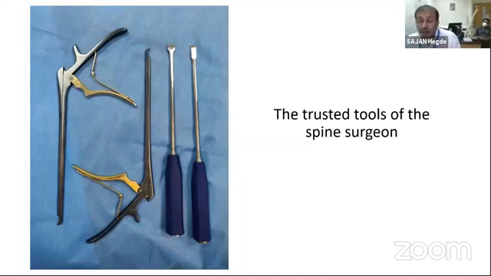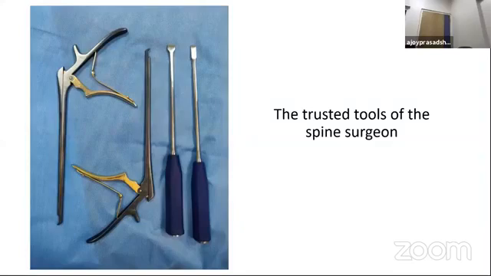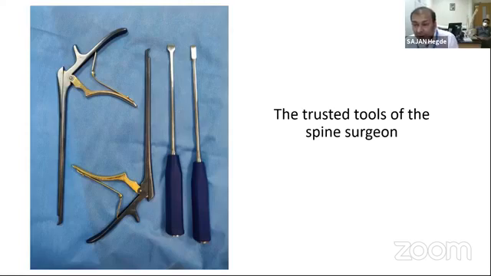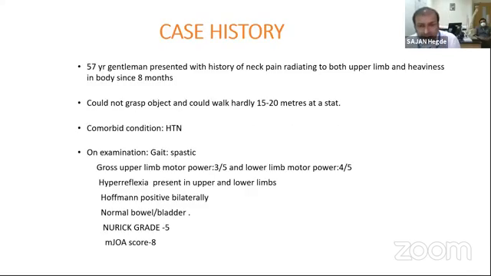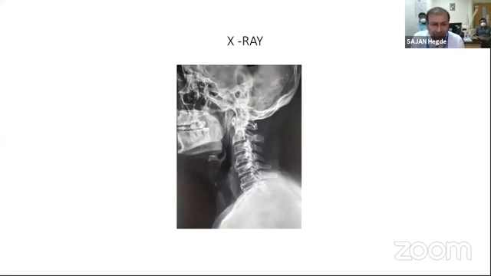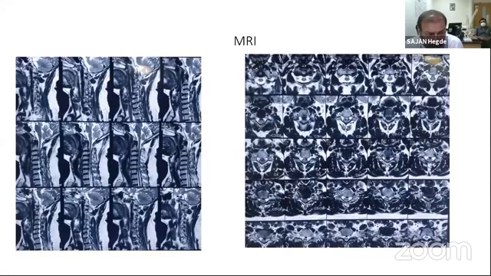But today, we do not use these at all. In my practice, their use has come down by almost 60 to 70%, and correspondingly, the use of the ultrasonic scalpel has gone up. As the previous speakers showed, you can use it for a variety of conditions, like this patient who had classical cervical myelopathy, Nurick grade 5. And you can see here, he has multi-level compression.